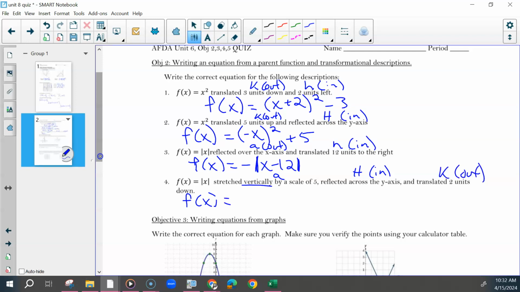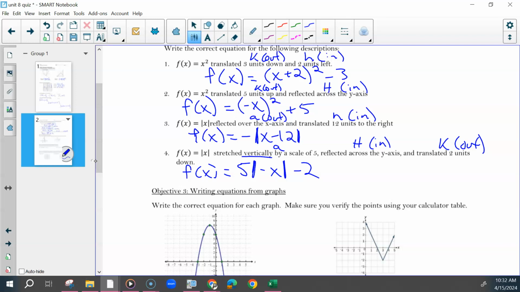So that would be 5 on the outside, times the absolute value. We have a negative on the inside, and then minus 2. So that one was worth 3 because there were 3 transformations.